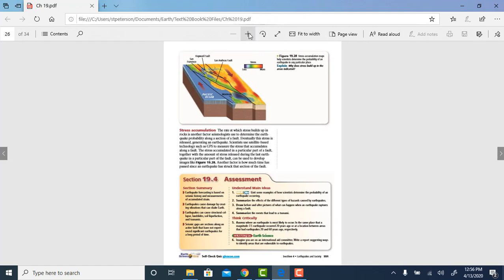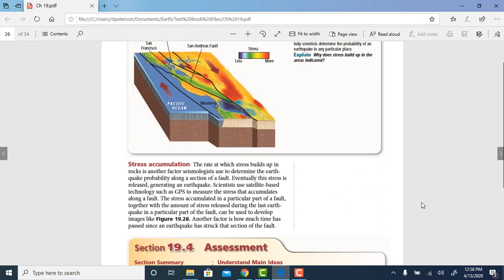Stress accumulation. The rate at which stress builds up in rocks is another factor seismologists use to determine the earthquake probability along a section of a fault. Eventually, this stress is released, generating an earthquake. Scientists use satellite-based technology, such as GPS, to measure the stress that accumulates along a fault. The stress accumulated in a particular part of a fault, together with the amount of stress released during the last earthquake in a particular part of the fault, can be used to develop images like Figure 19-28. Another factor is how much time has passed since an earthquake has struck that section of the fault.